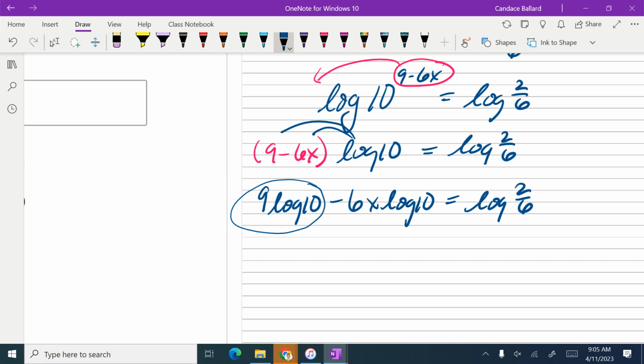I have 4 choices: add, subtract, multiply, divide. Subtract, it's right now positive. I got to move it to the other side. I'm going to make it negative. So negative 6x log 10 stays on the left. And I have log of 2/6 minus 9 log 10.